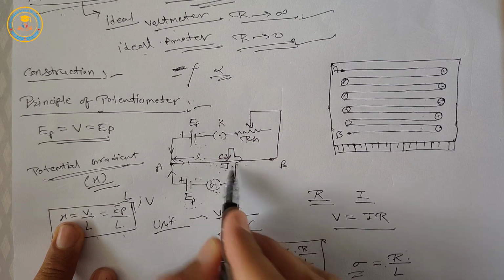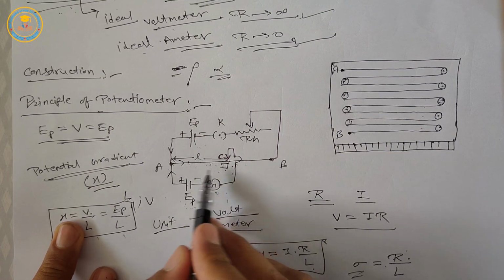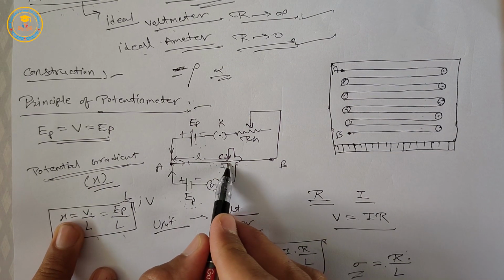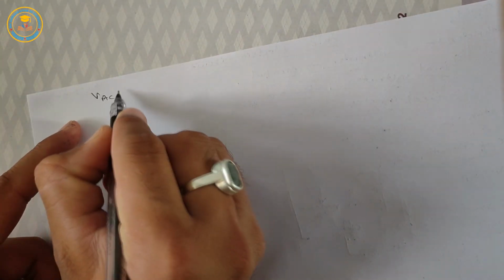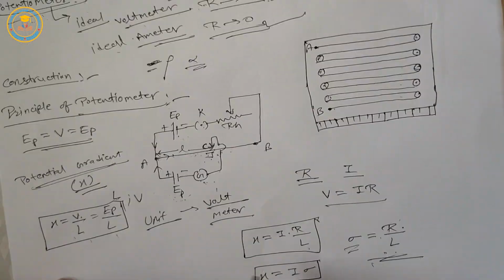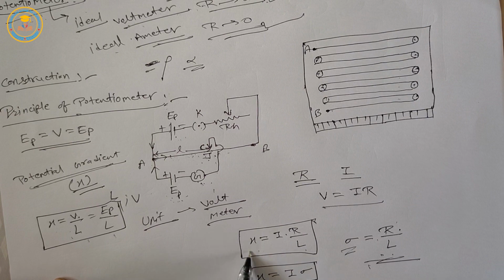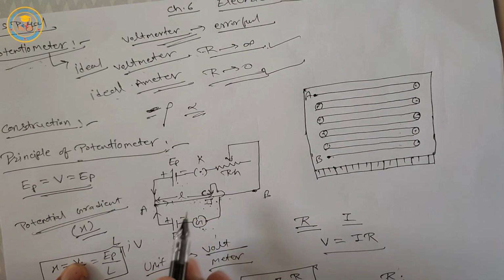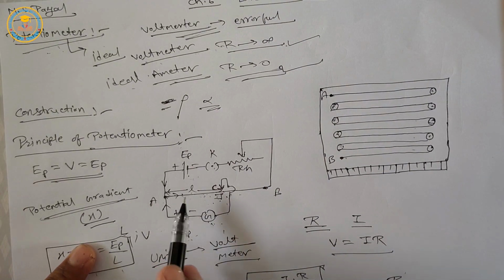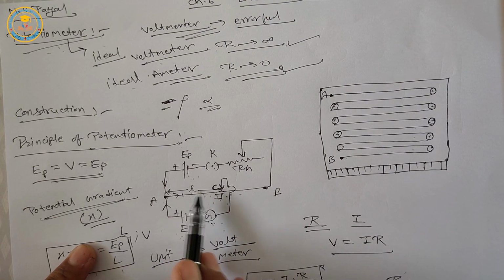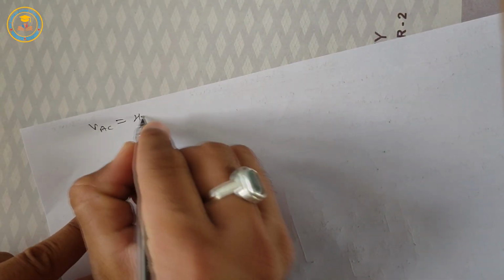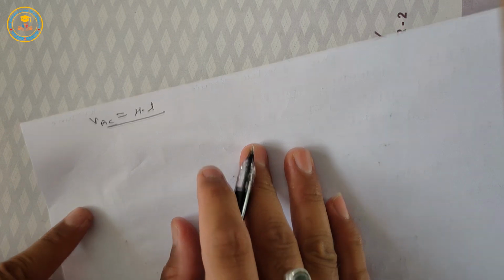In this situation, the potential difference between point A and C is VAC. What is the potential difference? We know that this potential gradient is the potential drop per unit length and the total length is L. So the total potential difference is equal to the potential difference per unit length into total length. So VAC is equal to X into L.